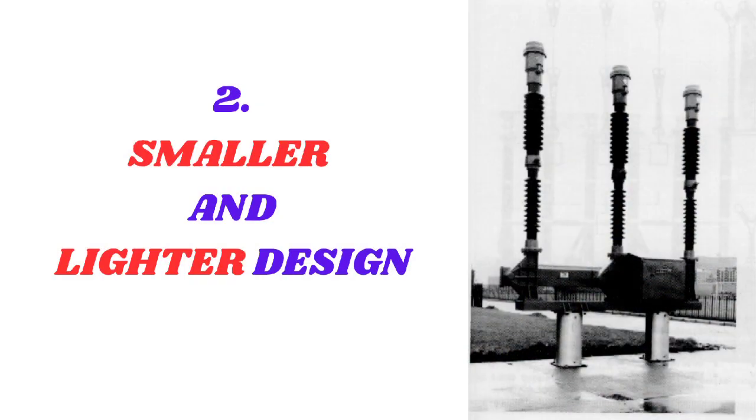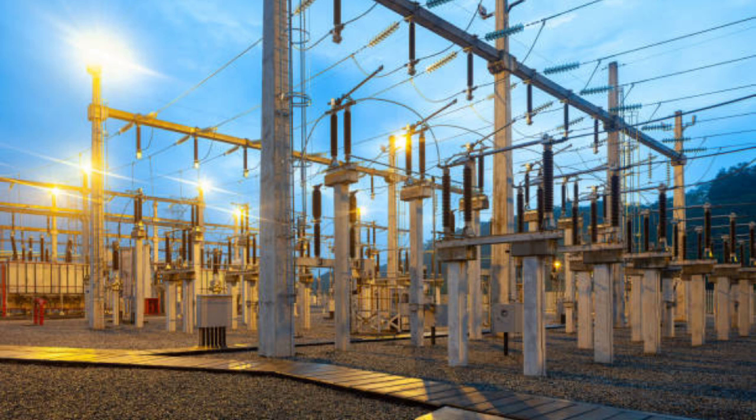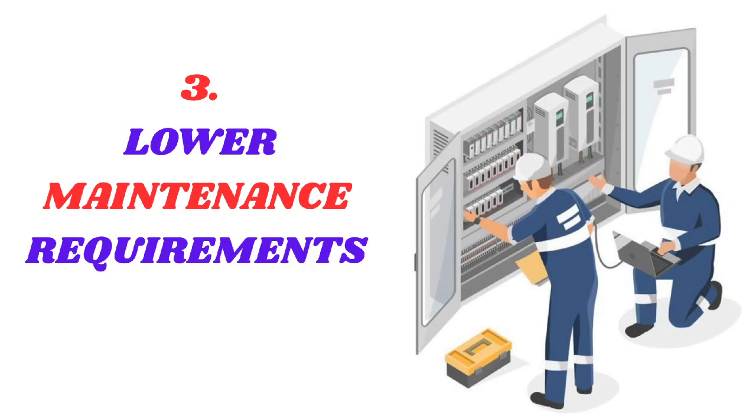2. Smaller and lighter design. Minimum oil circuit breakers are designed to be compact and efficient, making them ideal for applications where space is limited. Their smaller size and lighter weight also make them easier to transport and install, reducing the overall cost of the project. 3. Lower maintenance requirements.